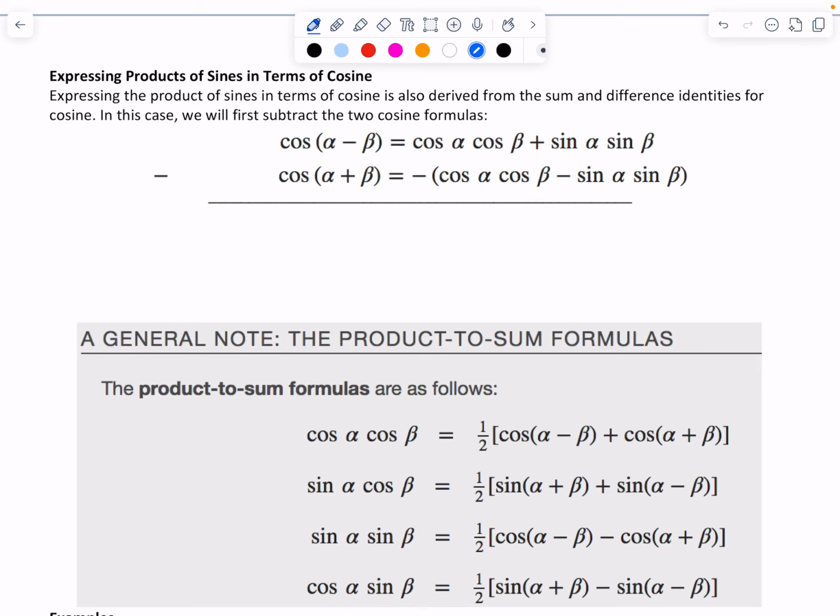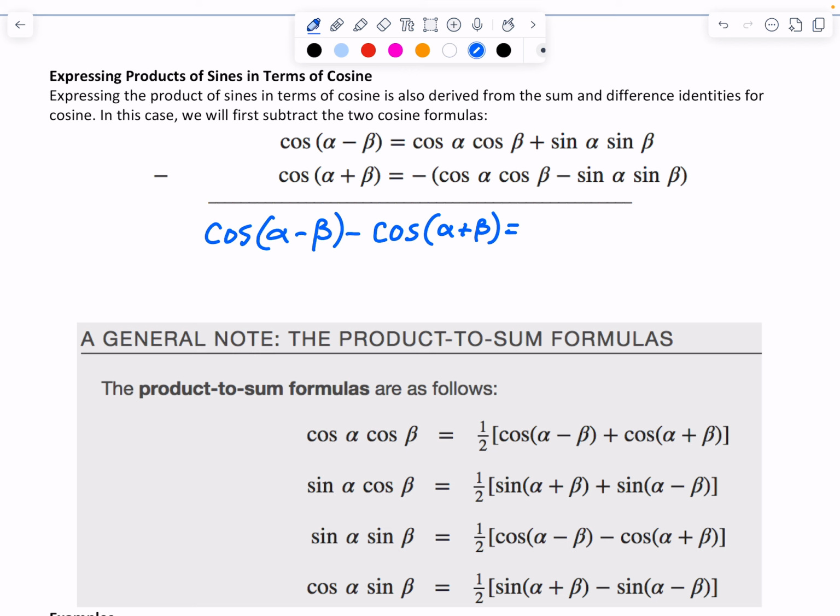In this video, we'll come up with our third formula for product to sum. Notice in the last video, we did sine, sine and cosine, cosine. This one's going to produce our sine, cosine. What we did is we took the two formulas from yesterday, and I'm going to subtract one of them instead of adding them like we did in the previous video. So if I subtract them now, I get cosine of alpha minus beta minus cosine of alpha plus beta.